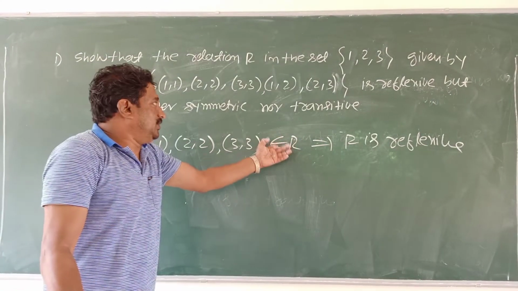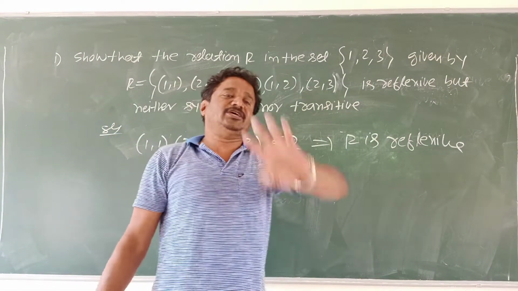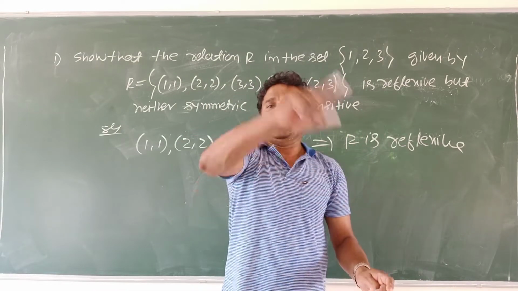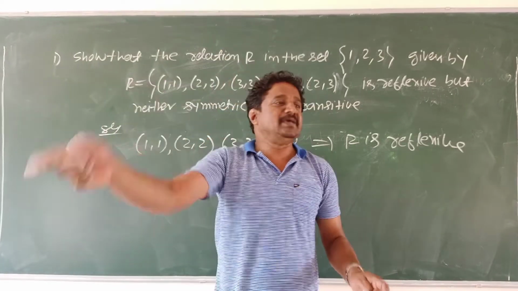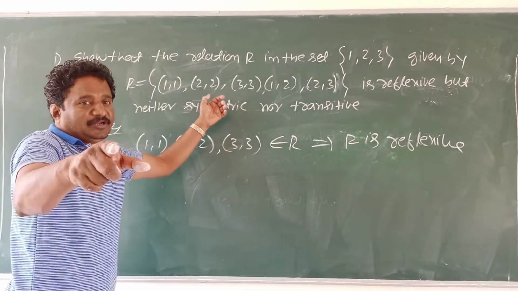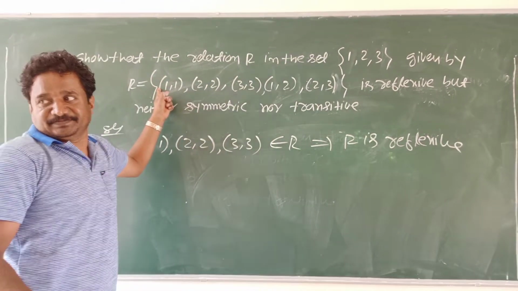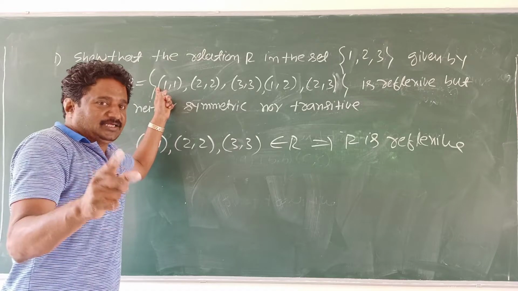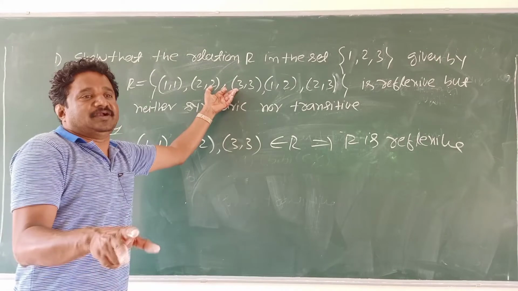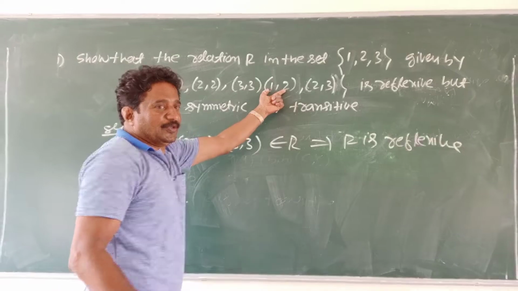Is this relation R symmetric? When we say R is symmetric, it contains both AB and BA. Transitive: AB, BC, AC. Let us check. I told you to remember the following: while checking symmetric and transitive, don't consider these elements. If we consider these elements, it wastes our time. It's nothing but wasting of our time. You come to this (1,2), AB present.